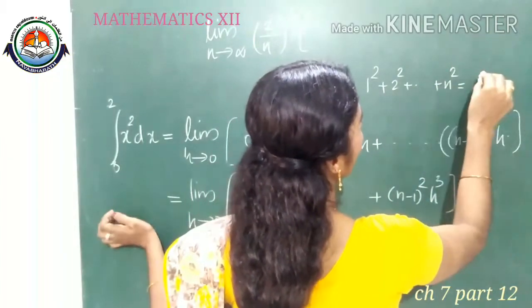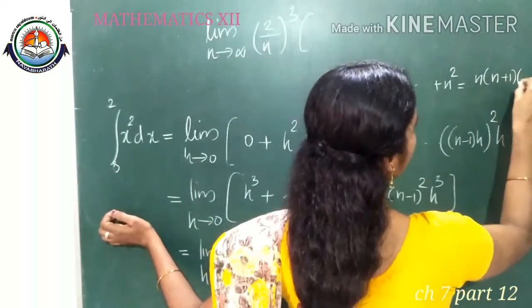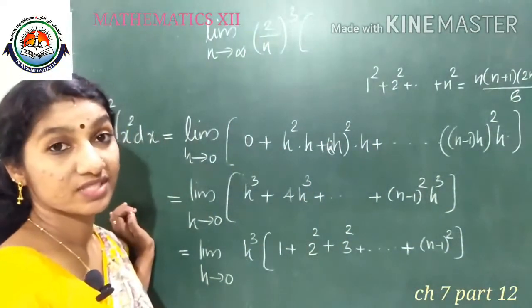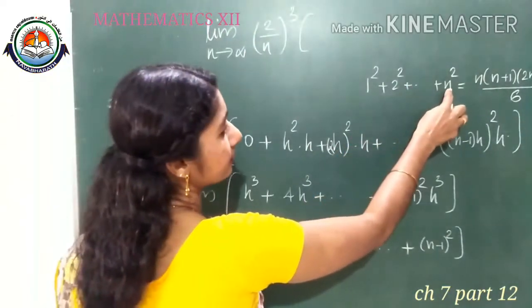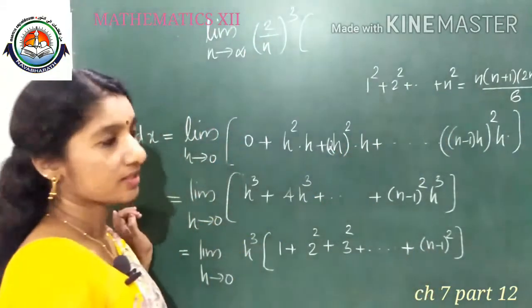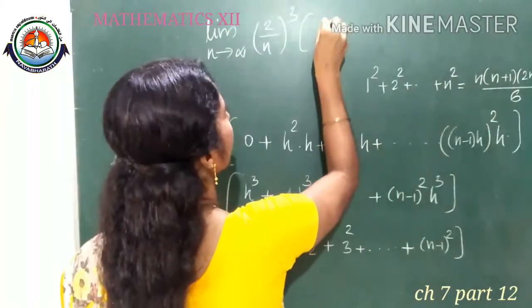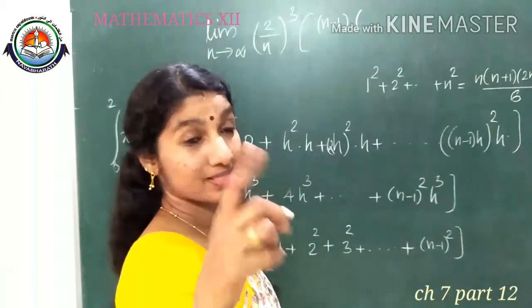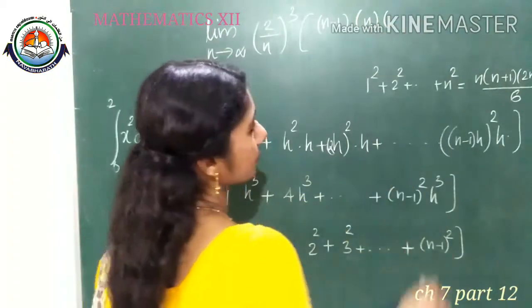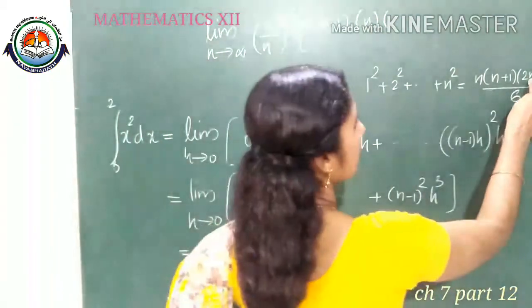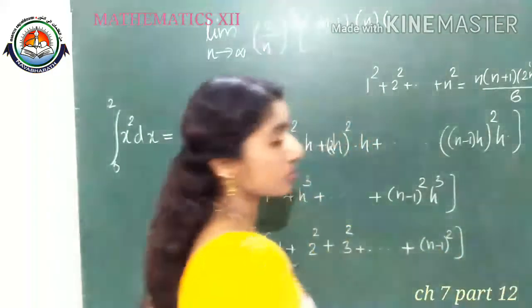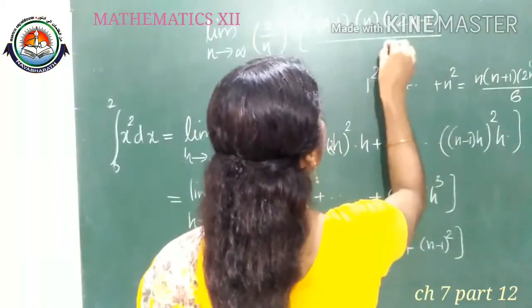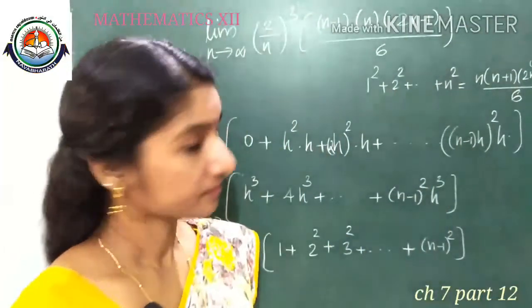plus n square equal to n into n plus 1 into 2n plus 1 by 6. Sum of squares of first n natural numbers. So here instead of n we have n minus 1. So instead of n give n minus 1: n minus 1 into n minus 1 plus 1, so we will get n into 2n plus 1, and instead of n we give n minus 1, so 2n minus 2 plus 1. So we will get 2n minus 1 by 6. Okay.